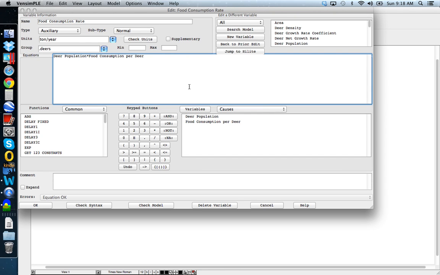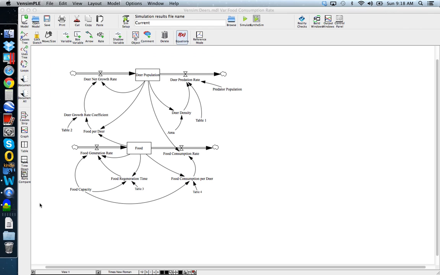Okay. Let's look at the negative side, the consumption rate of food. And if you look at that, it's very simple. It's the food consumption per deer times the deer population. And the food consumption per deer, again, it's another lookup table, and we'll look at that.